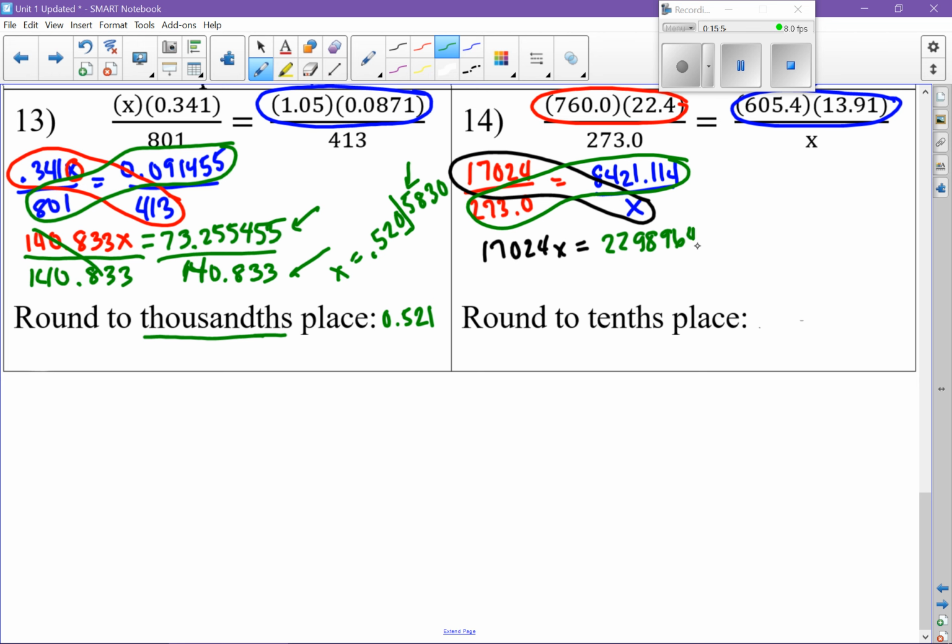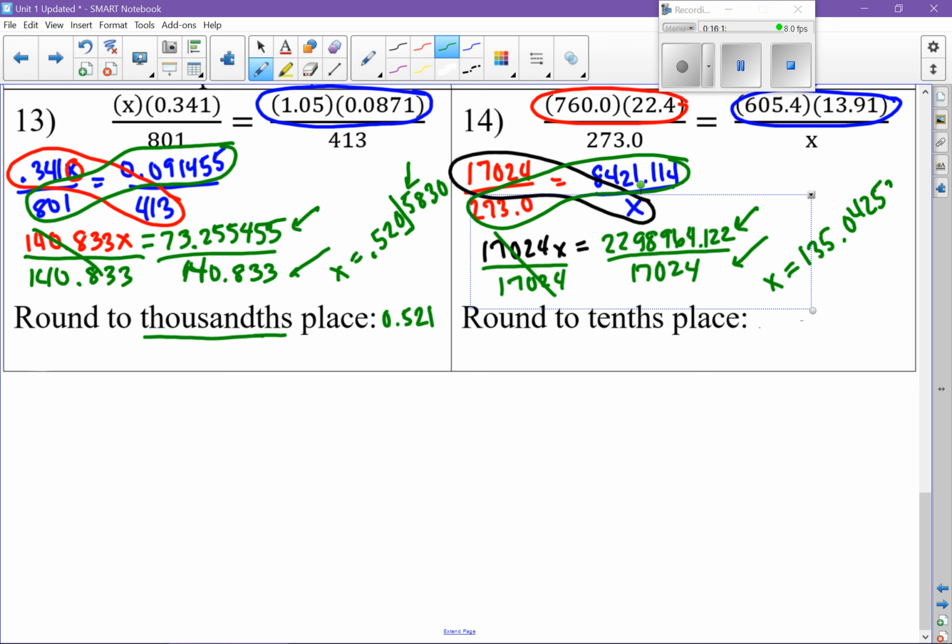229,896,4.122. Almost done. You need to divide by the thing that's touching the x. That cancels over here. Do this number divided by that number. Your calculator is going to tell you x equals 135.04253 something. Now we just want to round. The tenths place is right here. I'm going to keep the 135. This 4 means do not round up since it's less than 5, and so it's 0.0.